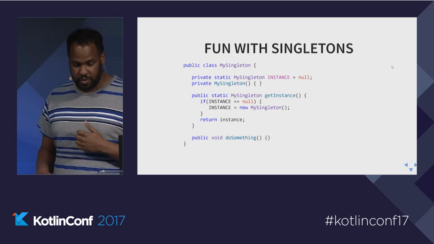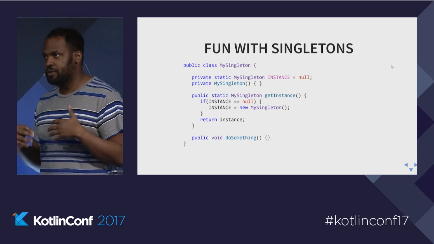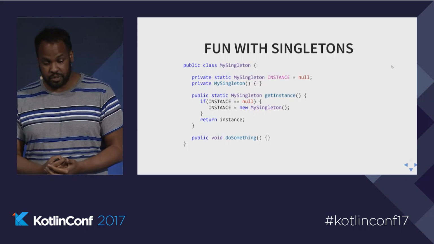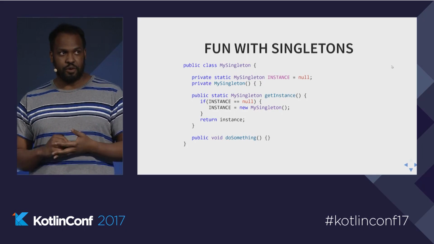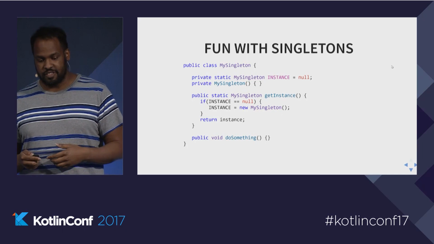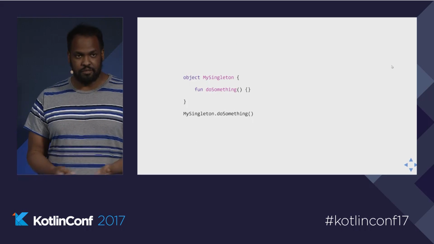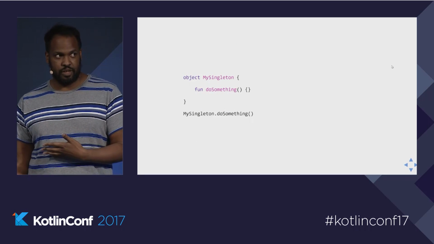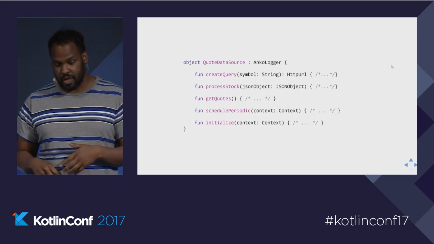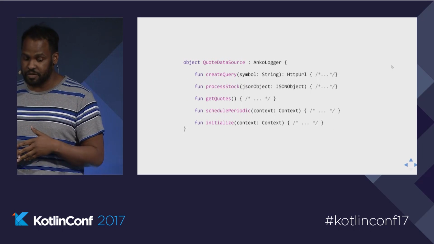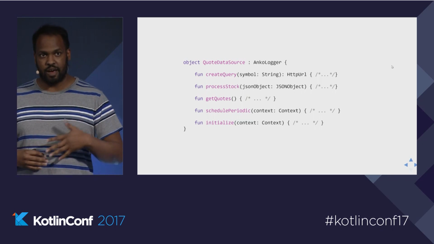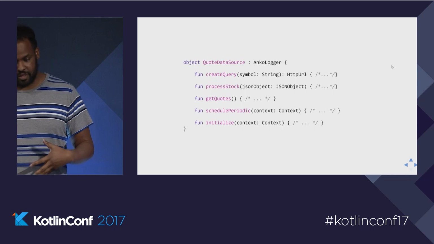This is another point where I felt like I just fell in love with Kotlin. Here's a typical Java singleton that we've probably all written or had the IDE write for us. And that same singleton boils down to this one line of code. In my specific app, I used it for the quote data service, which does a bunch of functions for getting the quotes, processing a stock from the JSON that's returned, and things like that.